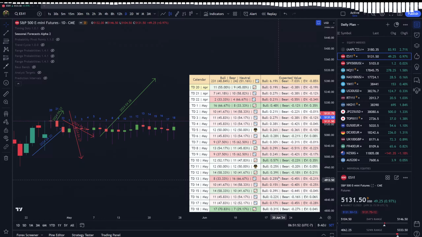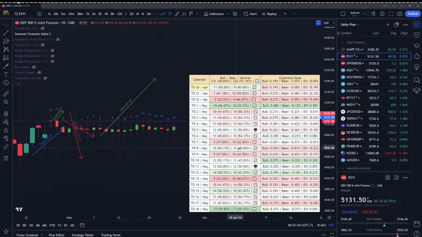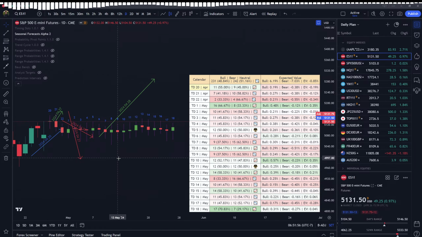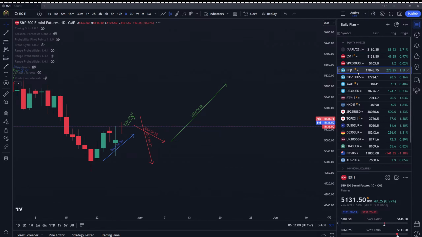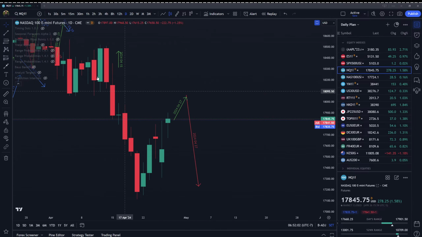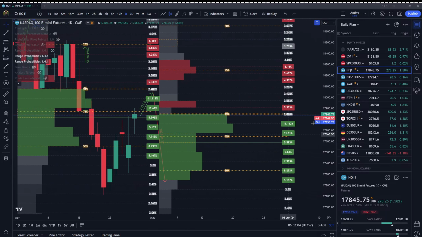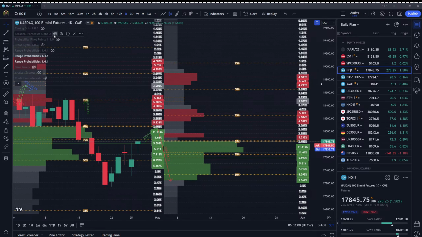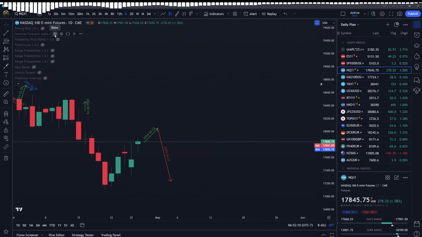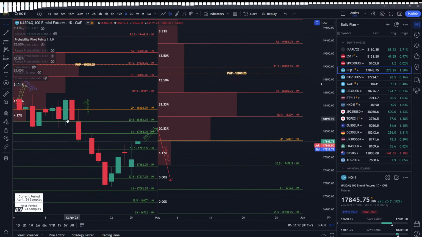Net flat, slightly bearish seasonality. Not a whole lot to read here on the seasonal front with that indicator. Let's check out NQ. And yeah. All right. Let's go ahead and check out the probability pivots.